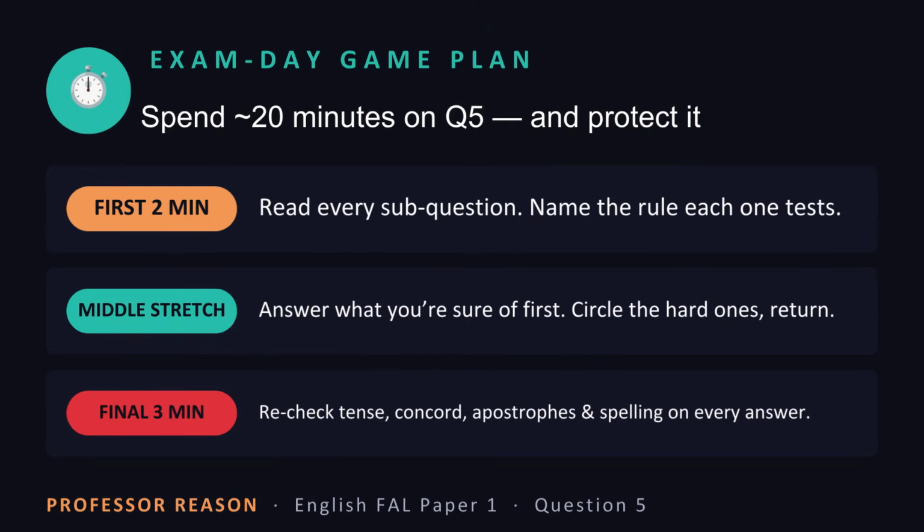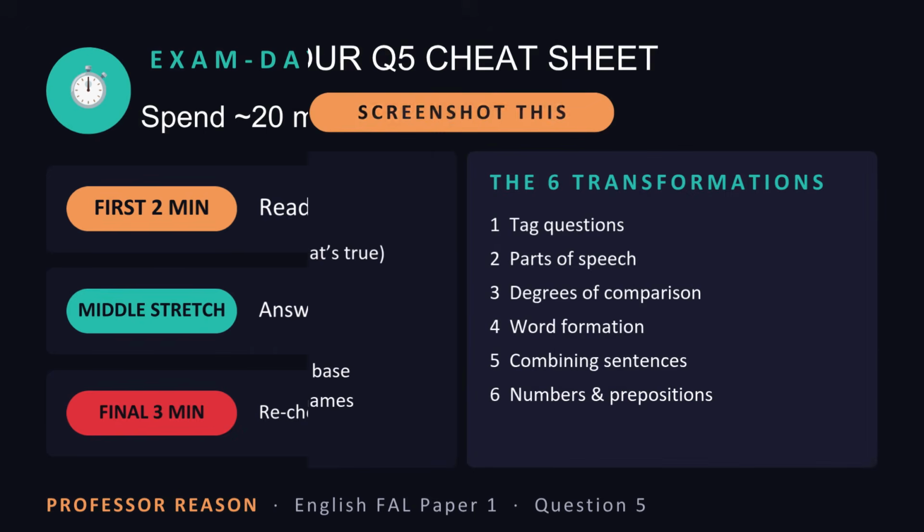So here's your exam day game plan. Question 5 is half of section C's marks. So give it about 20 minutes and protect it. First, read every sub-question and name the rule each one tests. Then answer what you are sure of first and circle the hard ones to come back to. In your last few minutes, recheck tense, Concord, apostrophes and spelling on every answer. 1 mark, 1 correct answer. The examiner wants the corrected sentence, not your grammar lesson.